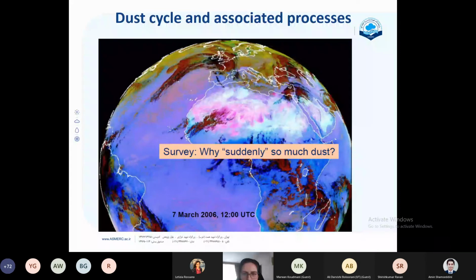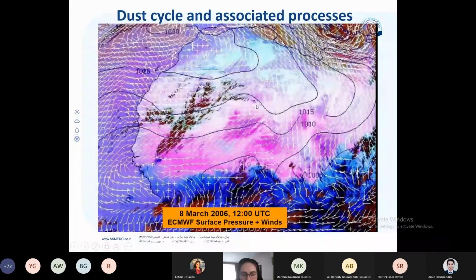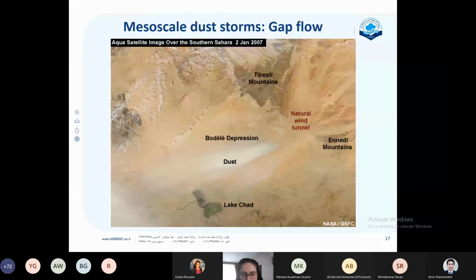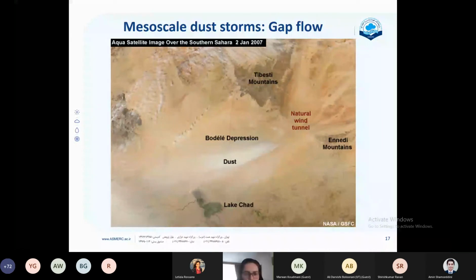And another kind is downslope winds. For example, the Bodélé has the biggest dust storm over the globe, and it has a diurnal cycle. And also we have some mesoscale dust storms called Haboob. Unfortunately, in 2016, we had one example in our country, and five people unfortunately died.